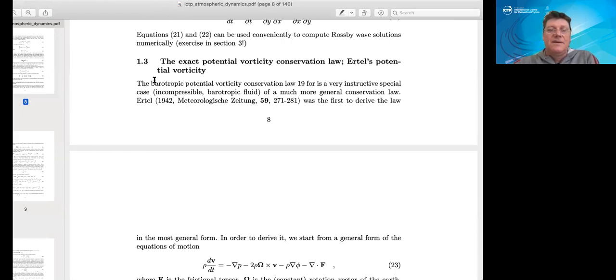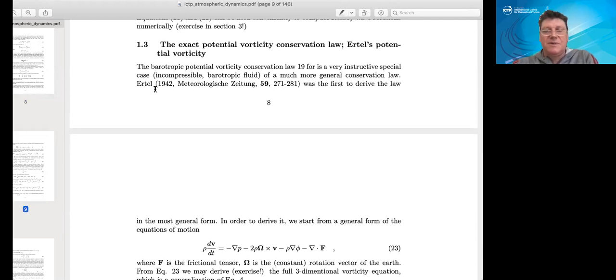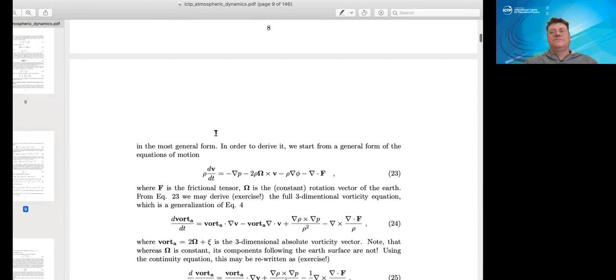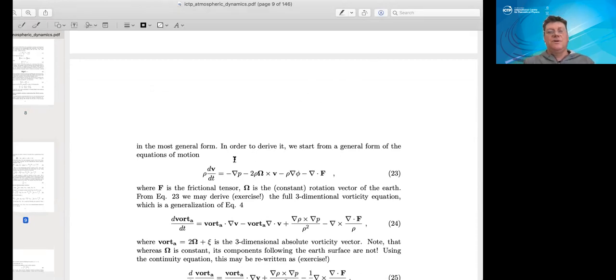Now, there's a more general version of this law. Sometimes the more approximate versions are more useful for applications because it's easier to insert numbers. Sometimes the more general law is a little bit more difficult to interpret, but it's good to know the background for this conservation law in principle. The conservation law for potential vorticity is a very generic conservation law that has been discovered many decades ago.